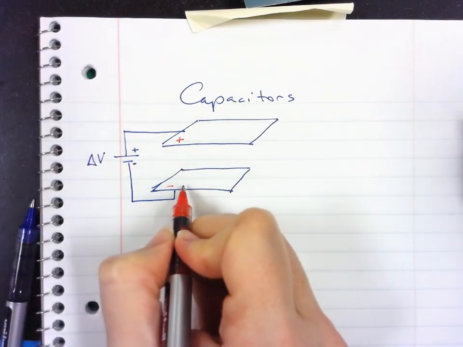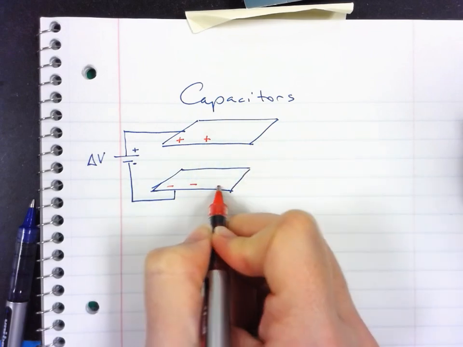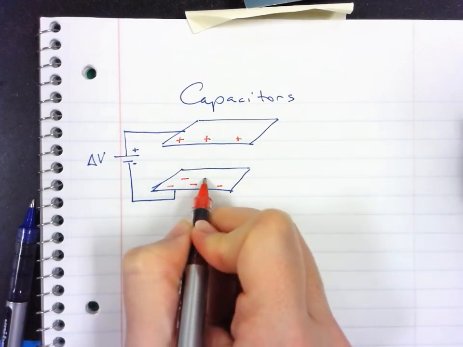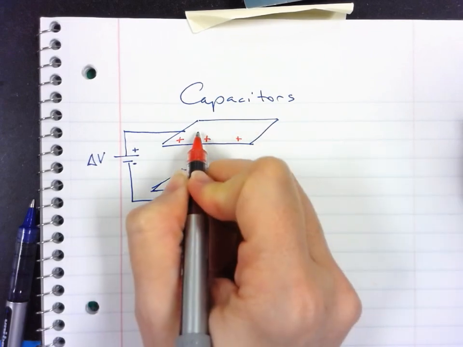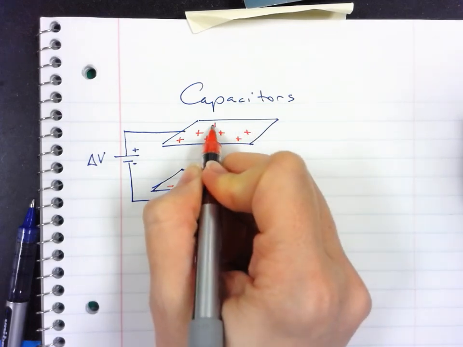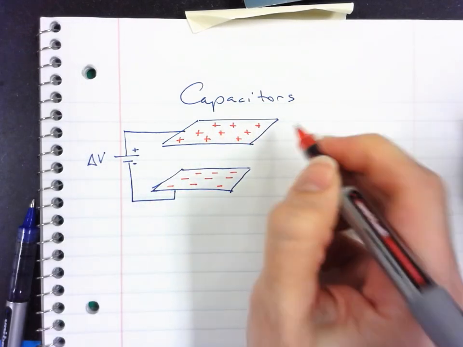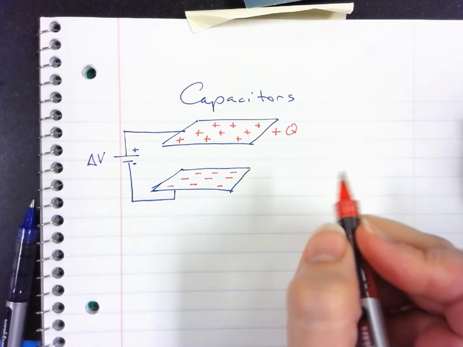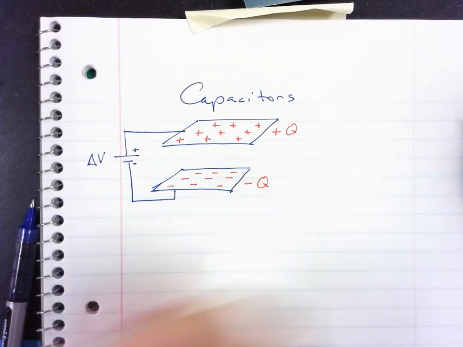So the next electron that's transferred and the next electron that's transferred, we always have an equal amount of charge in the two places. So we're going to say when this is fully charged, this has a charge of positive Q, and this one has a charge of minus Q.